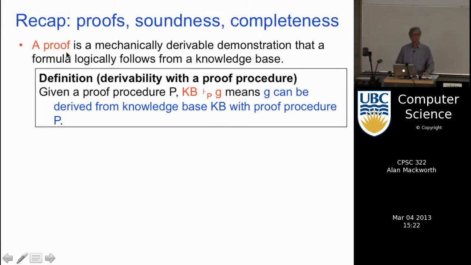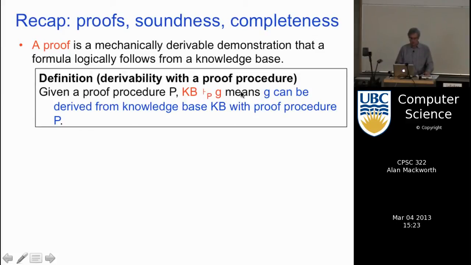What is a proof? We have a technical definition of what a proof is. It's a mechanically derivable demonstration that a formula logically follows from a knowledge base. So you have to start with your knowledge base, and you have to have a syntactic algorithm which just grinds away on the knowledge base until it either shows the theorem's true or false. Now for some theories, like some first-order theories, you may be able to prove it's true, but you may never be able to prove it's false. But we're not concerned with undecidability for these theories because they're so simple. They're decidable theories.